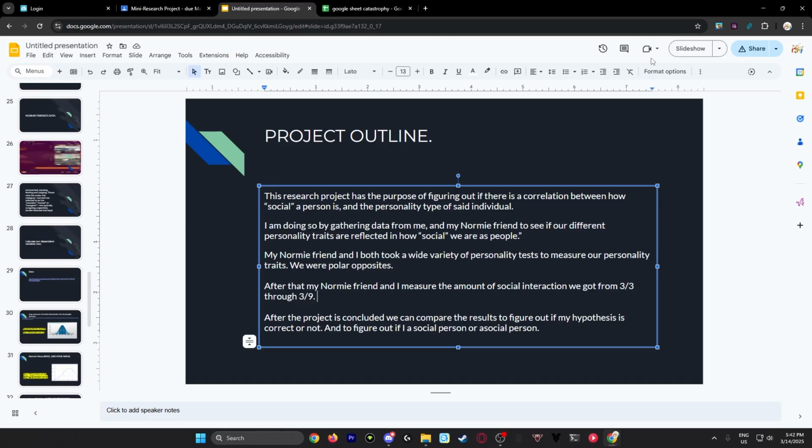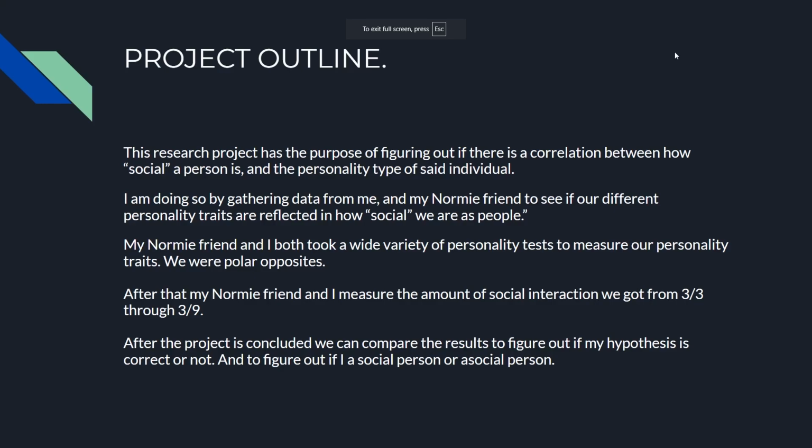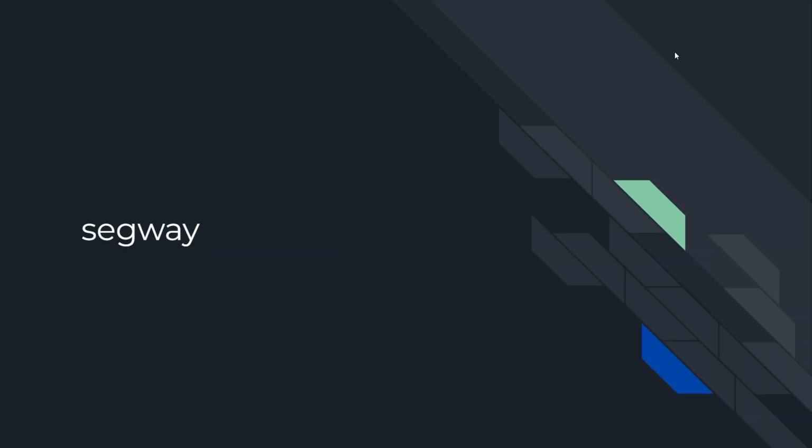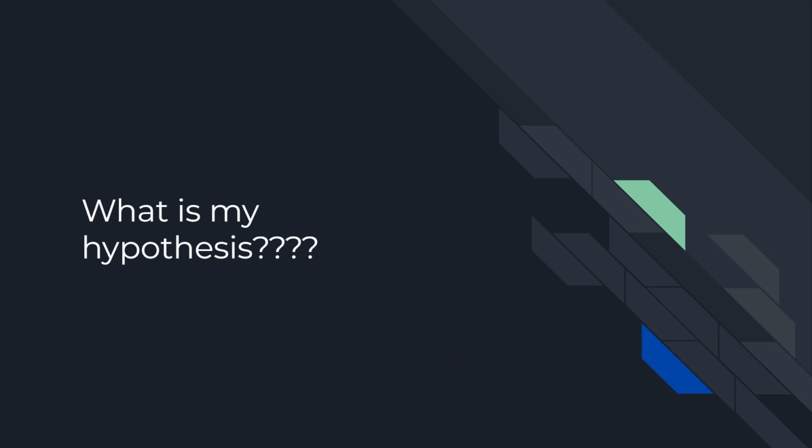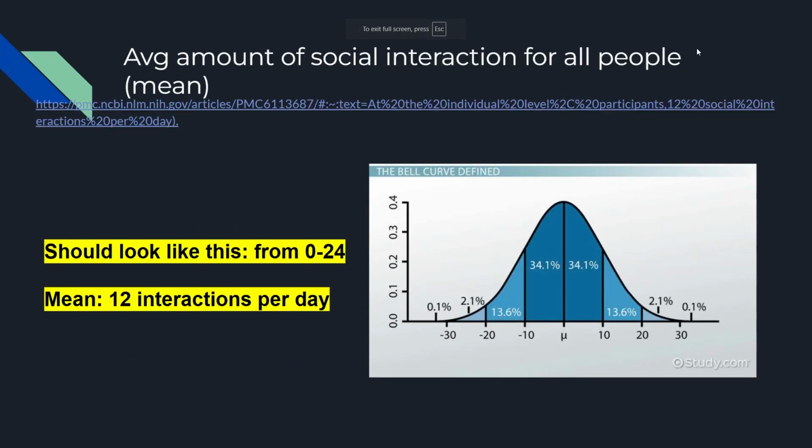Now let's actually go ahead and analyze our data. Let's put our data on a spreadsheet and take a look at exactly what the data represents. Now, segue. What is my hypothesis? Why are we all the way back here? So first, let's take a look at the mean of the overall population, just so we have something to compare it to. So this bell curve right here should represent the entire population, okay?